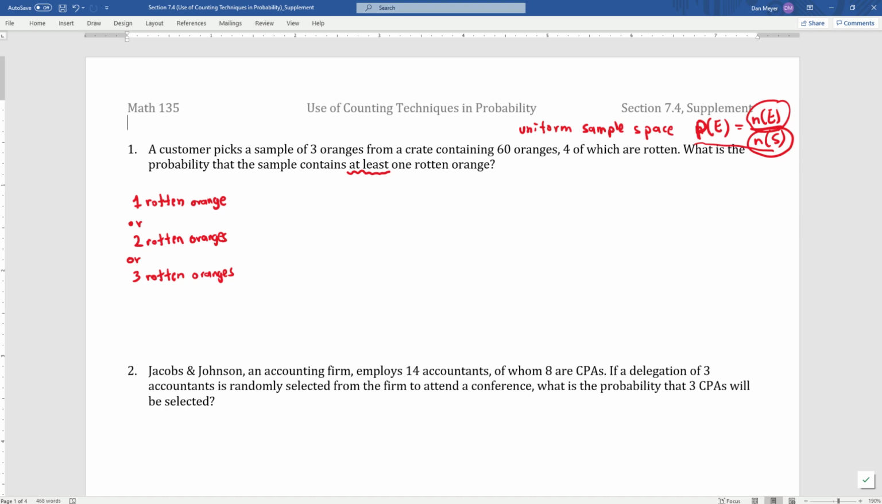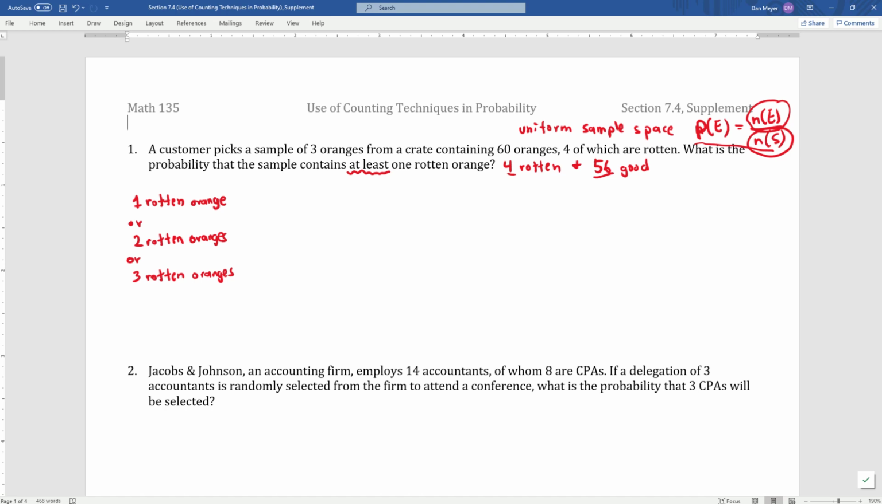However, we've got our selection set split into 2 pieces. We've got 4 rotten and 56 good. So we've got a partition of our selection set. There's our partition of our selection set. We're also partitioning our event, and that can be kind of confusing.